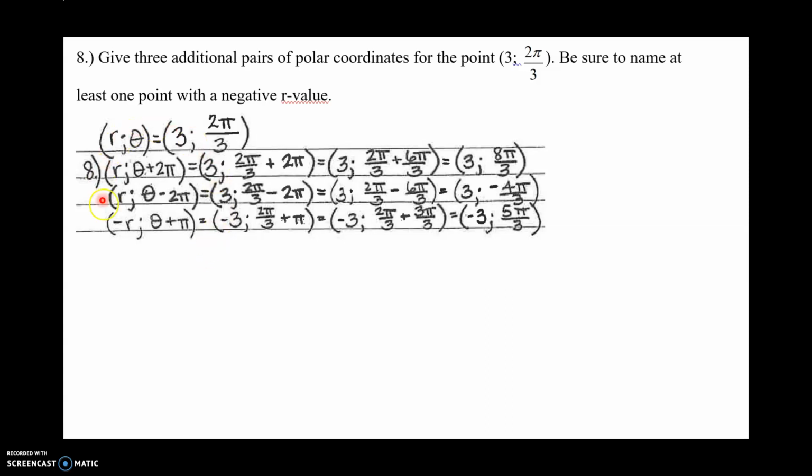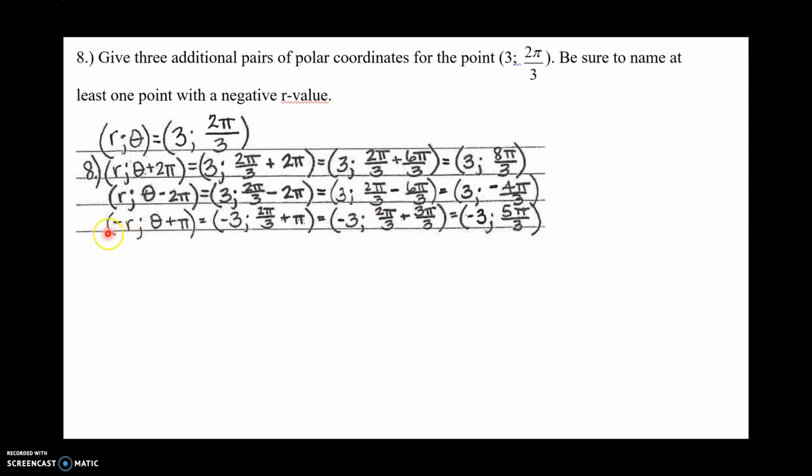It also says to be sure to give at least 1 point with a negative r value. So these are our formulas from our formula sheet, that if we want to find additional names, all we need to do is take our theta and find coterminals. So we're going to add 2π and subtract 2π. If we take 2π/3 and add 2π/1, we would need a common denominator of 3, so that would be 6π/3. So 2π/3 and 6π/3 gives us 8π/3. If we were subtracting 2π, that would be subtracting 6π/3, so 2π/3 minus 6π/3 would be negative 4π/3.